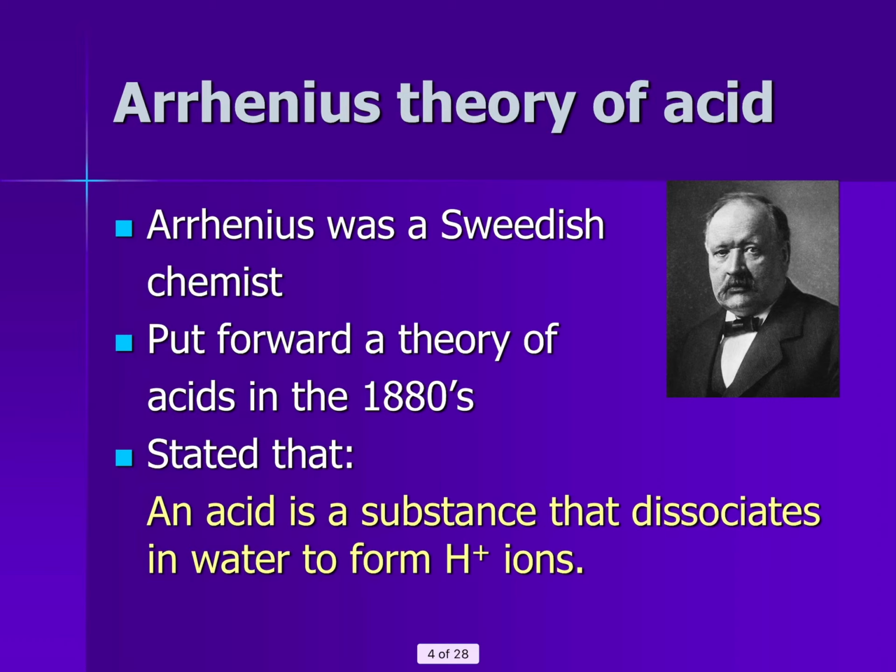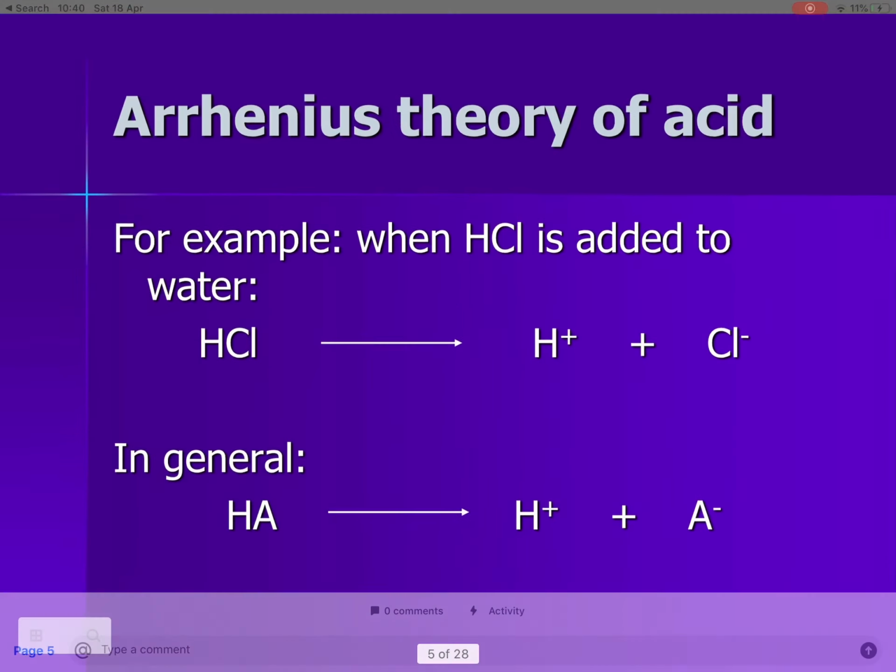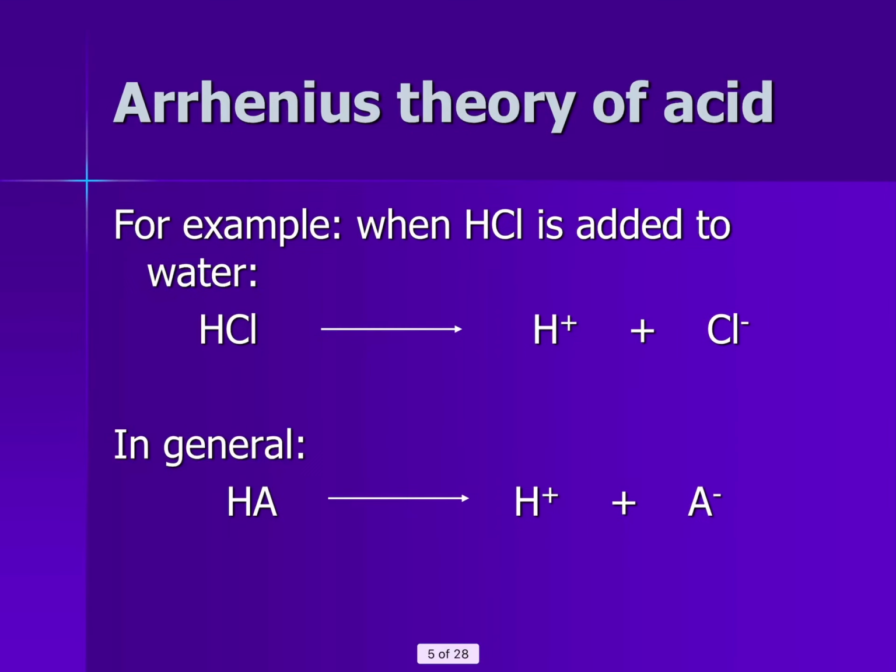Now the first scientist that started to put forward a theory on acids was Arrhenius. So he said that an acid was a substance that associates in water to produce or to form H+ ions, okay. Now this is an example here. So you have HCl donating a proton or H+ ion, forming H+ and Cl-. And then underneath you have your general equation of an acid, HA.